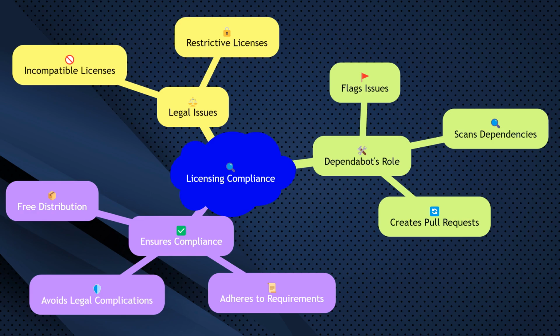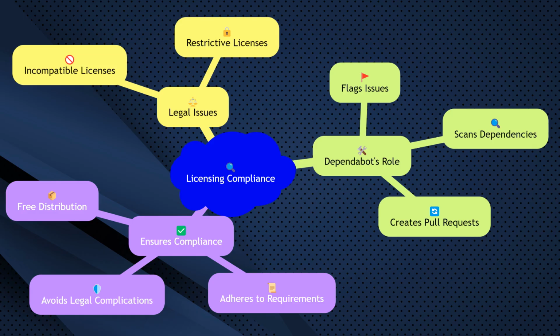Licensing compliance is another critical aspect of dependency management. Using open source components with incompatible or restrictive licenses can lead to legal issues. Dependabot helps manage licensing compliance by scanning your dependencies for licensing information and flagging any potential issues. When a problematic license is detected, Dependabot creates a pull request to update or replace the dependency with a compliant version. This automation ensures that your project adheres to licensing requirements, avoiding potential legal complications, and ensuring that you can freely distribute your software.